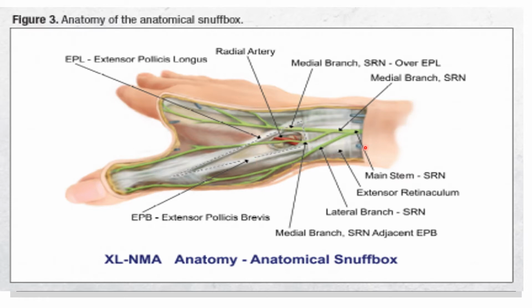and the superficial radial nerve passes over the roof of the anatomical snuff box and divides into medial and lateral terminal branches. Okay, so this one is the medial terminal branch and this one is the lateral terminal branch. So the medial terminal branch provides sensation to the thumb, index and middle finger, and the lateral branch provides sensation to the radial aspect of the thumb as well as the dorsal surface of the base of the thumb.